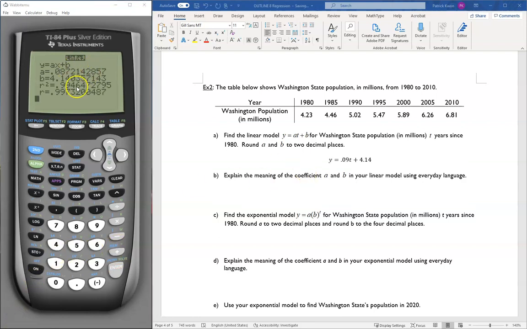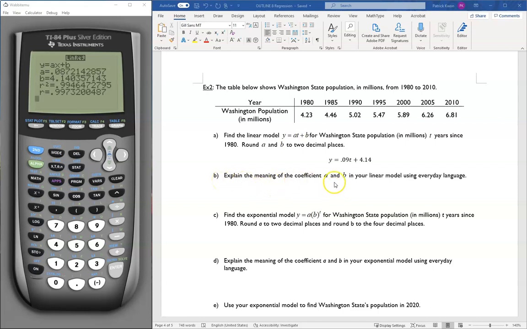All right, so we have our output results here, and I've went ahead and entered in our equation, y equals 0.09 t plus 4.14. Note that our r squared value is equal to 0.9946, which is pretty good. So now let's answer part B.